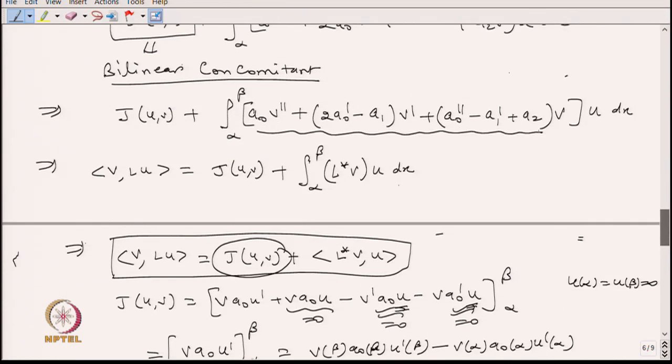So, L star from here, if you see, our equation was this one, A naught u double dash plus A1 u dash plus A2 u. So, this was my differential equation. Now, my A naught is the same in this case, but here the coefficient of v dash becomes 2 times the derivative of A naught minus A1, plus 2 times the derivative of A naught minus 1 times the derivative of A1 plus A2. It means the coefficients of these are the same.